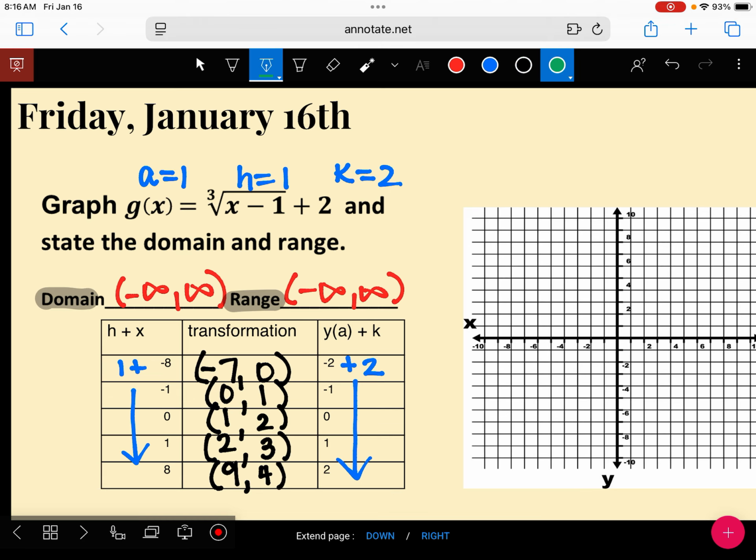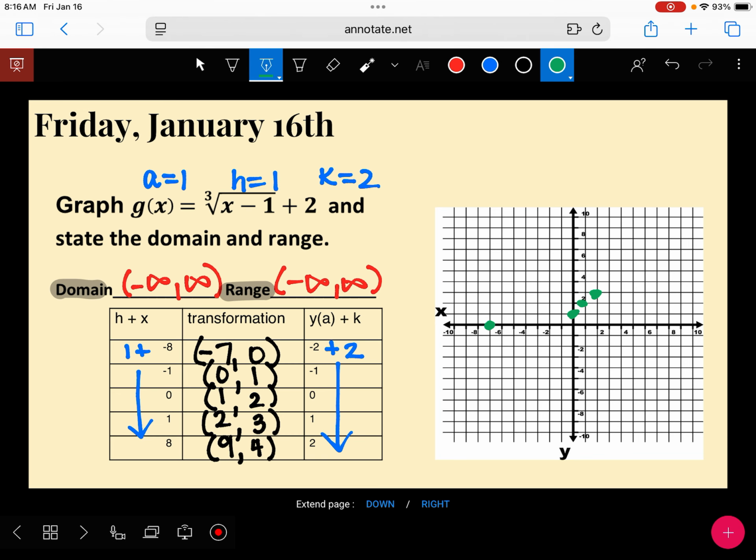So, -7, 0. And then 0, 1. 1, 2. 2, 3. And 9, 4. Now, we talked about this yesterday, but a square root doesn't have 2 arrows, but a cube root does have 2 arrows. And that's what your graph should look like.